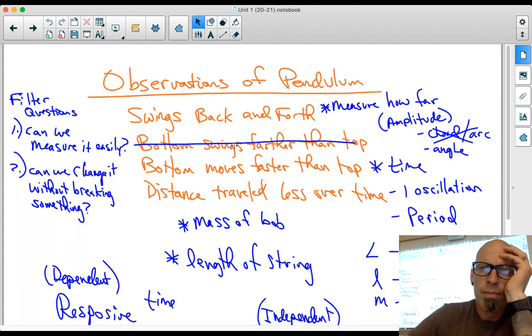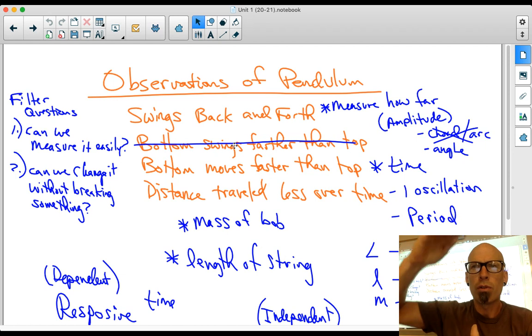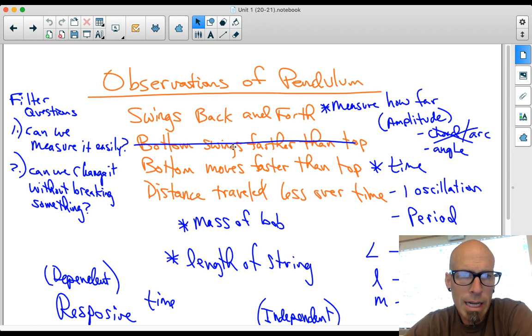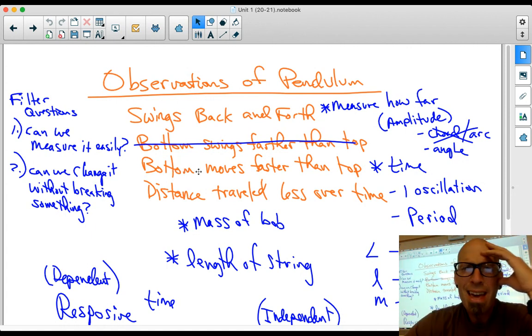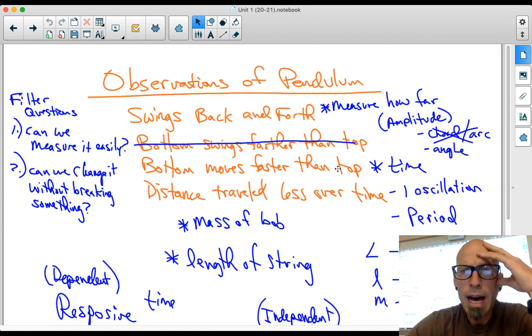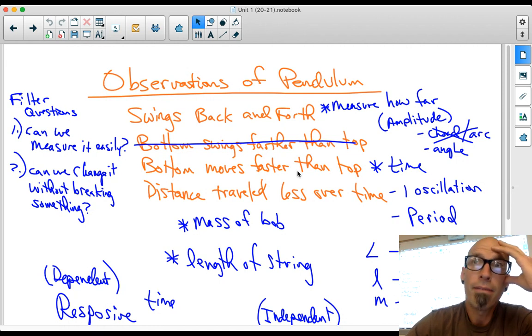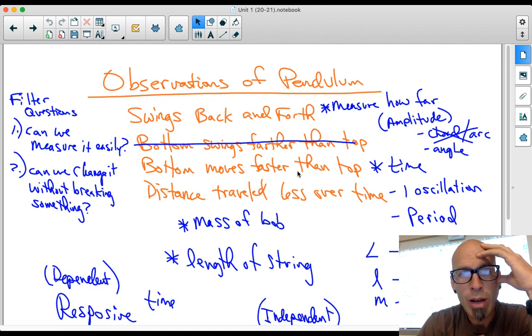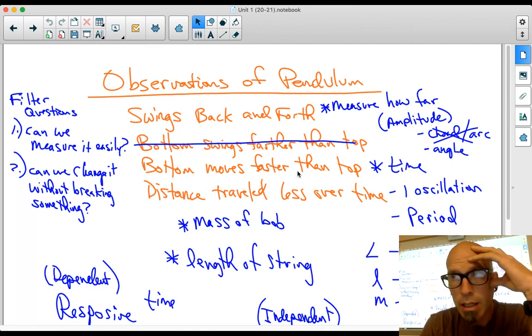Then we got to, it says the bottom swings farther than the top, meaning at the end of the pendulum, it actually moves further than if you go further up the string. That's true. And then we said, well, how exactly do you measure that? That's kind of what all this is about, I suppose. Then we got to the bottom moves faster than the top. We were talking about how fast something is, and can we measure that? And I said, oh, I don't have a radar gun, so we can't measure how fast it's moving.